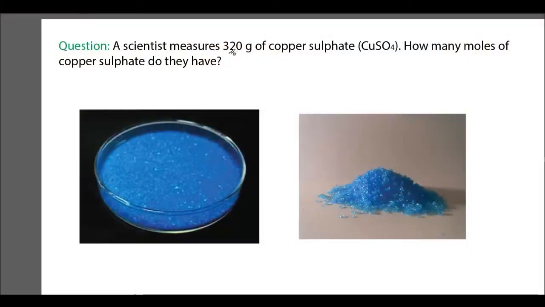Now to illustrate how to convert grams into moles, I'm going to use a real world example. Imagine you're in the lab and you just measured out 320 grams of copper sulfate. Now the chemical formula for copper sulfate is CuSO4. How many moles of copper sulfate would you have? So this is a typical grams to moles calculation. I've given you the amount in grams and I've asked you to convert it to an amount in moles.